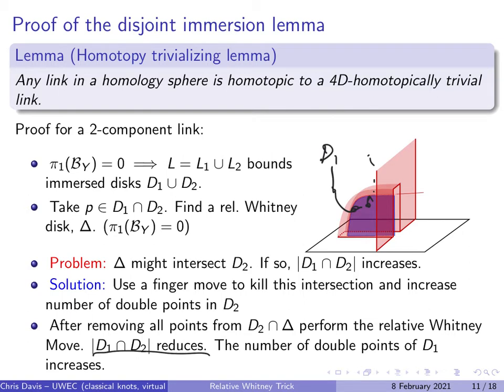Every self-intersection point of the relative Whitney disk is going to introduce 4 new points of self-intersection in D1. But again, I don't care about self-intersection points. I'm just looking for MOS disks anyhow. So that tells you how to remove 1 point of intersection. We'll repeat this same argument at every point in the intersection of D1 and D2, and then you're done.